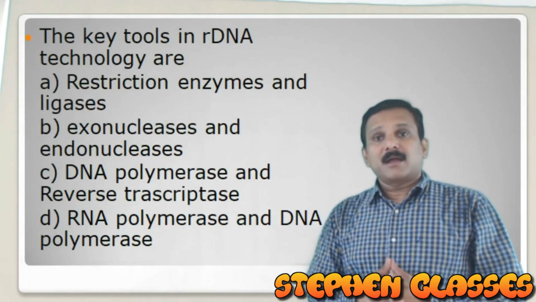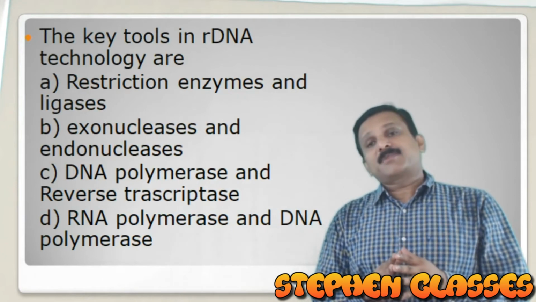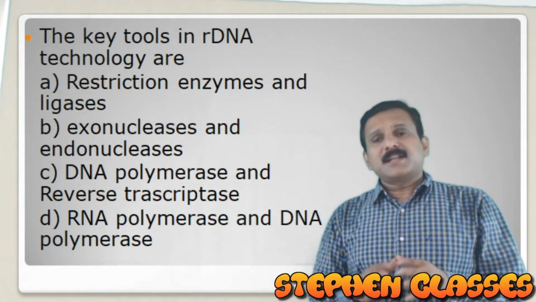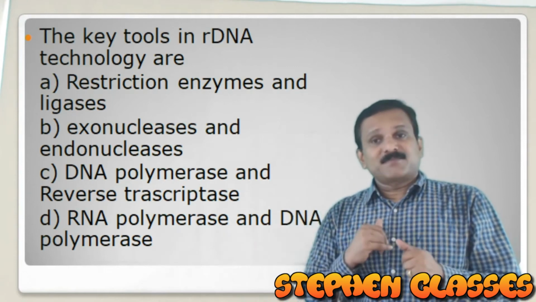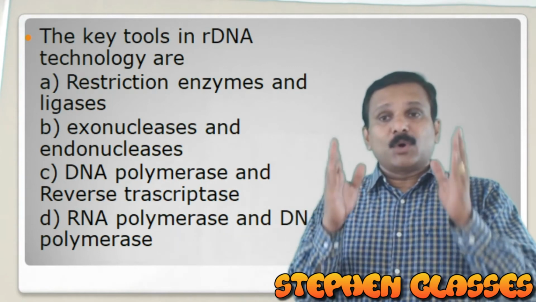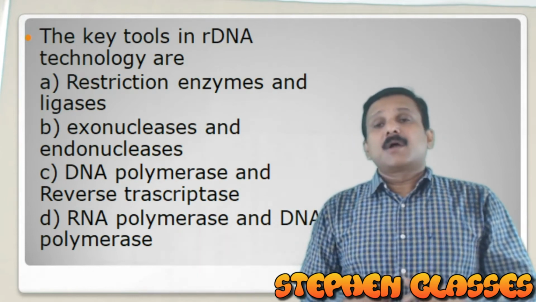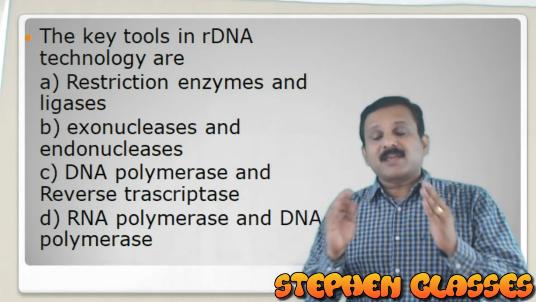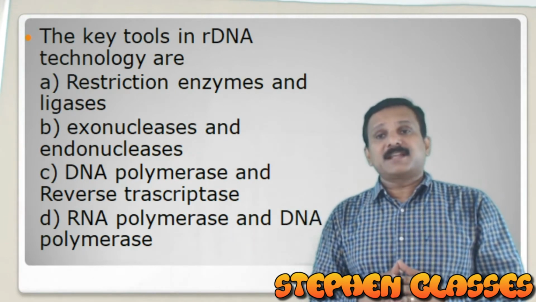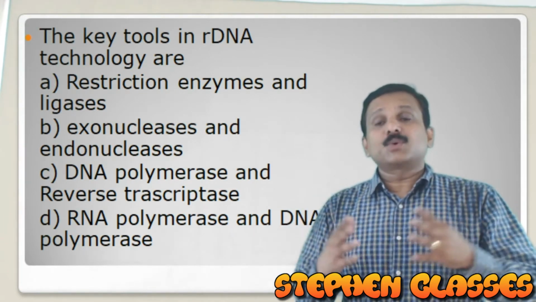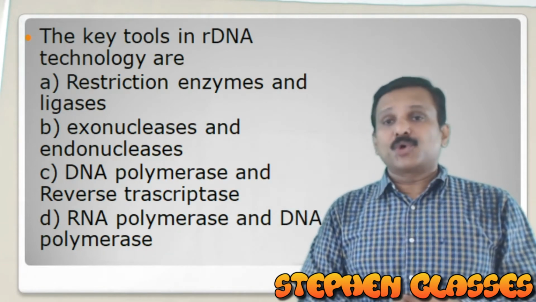The key tools in recombinant DNA technology: recombinant DNA technology requires restriction enzymes. That is one of the main tools. They are the molecular scissors which will cut the DNA. Another one is cloning vectors. We need cloning vectors. That is another tool for recombinant DNA technology. And another tool will be a competent host. We require a competent host also.